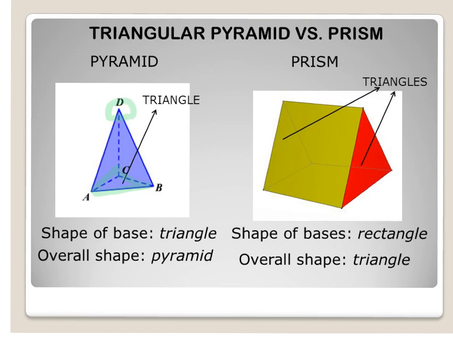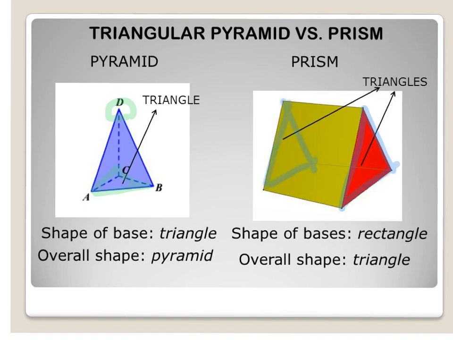The pyramid also has lateral faces, which are triangles that come to a point, in this case, point D. Now contrast that with the prism on the right side. Notice how the prism has not one, but two bases. In this case, they are both triangles. The bases will always be the same.